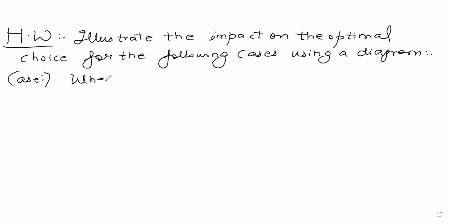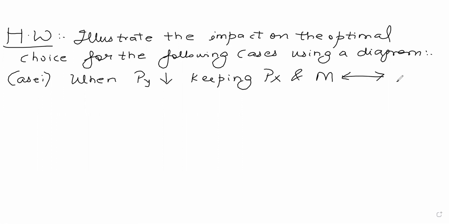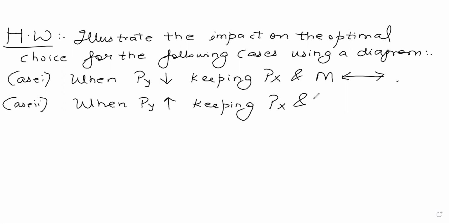When the price of good Y falls, keeping the price of good X and income constant, you need to draw a diagram which illustrates the impact on the optimal choice. And case 2, when the price of good Y rises, keeping the price of good X and income constant.